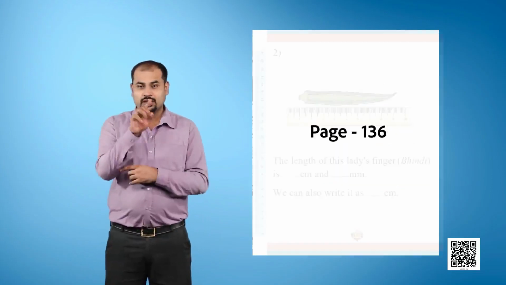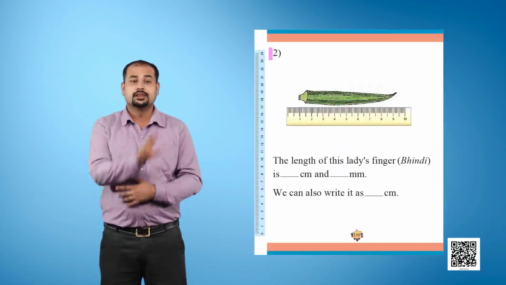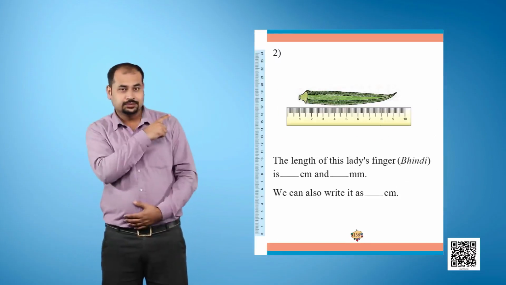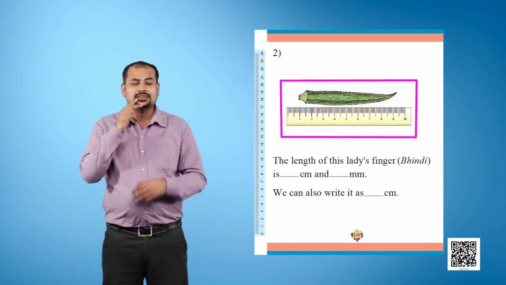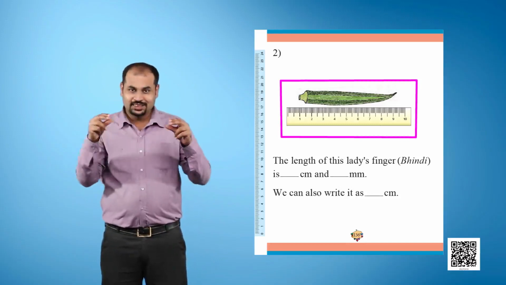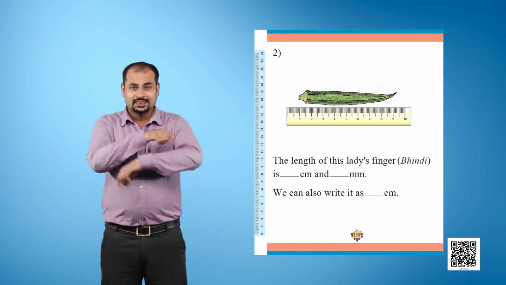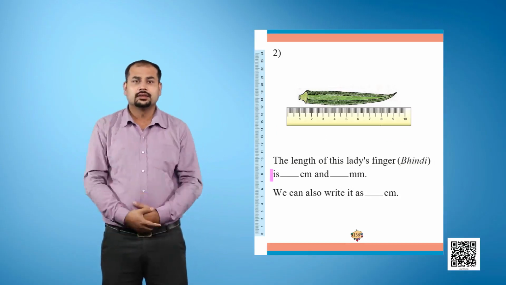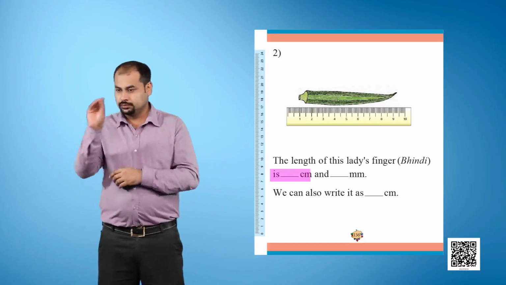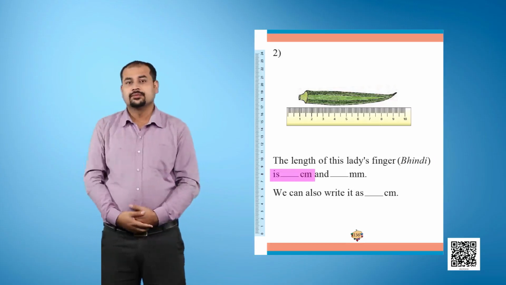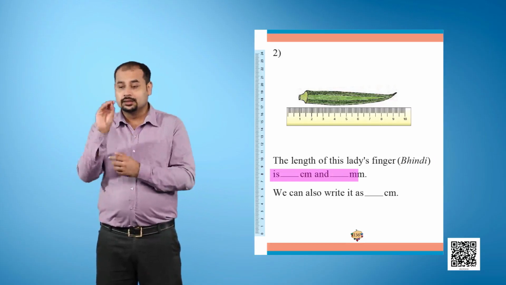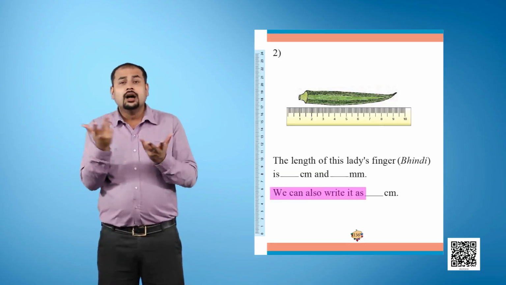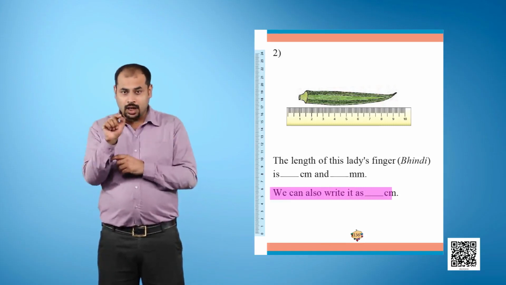Page 136. 2. On top of the page, there is a lady finger put up against a measuring scale. The length of this lady's finger or bhindi is dash centimeter and dash millimeter. We can also write it as dash centimeters.